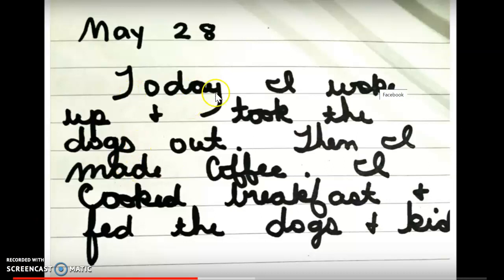So looking at this, May 28th: today I woke up and I took the dogs out. Then I made coffee, I cooked breakfast, and fed the dogs and kid. I don't know why this little Facebook thing is up. I don't even use that on here. So just look over that. But this is what a journal will look like. It has the date and it tells what I did that day.